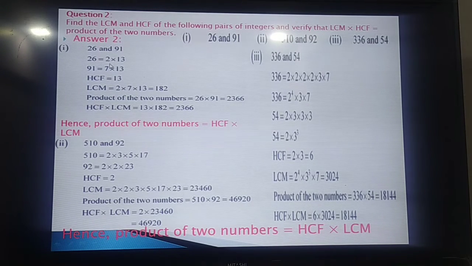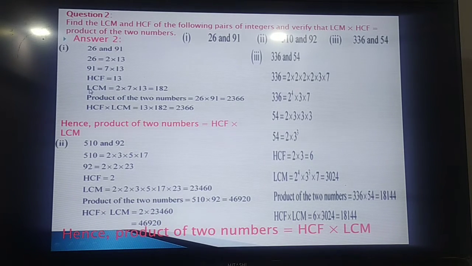26 can be factorized as 2 into 13. 91 can be prime factorized as 7 into 13. In both cases 13 is common. So 13 is common, that is why HCF is 13. So this is how to find the HCF. 26, its prime factors are 2 into 13. 91, its prime factors are 7 into 13. And the common factor in both cases is 13, that is why HCF is 13.